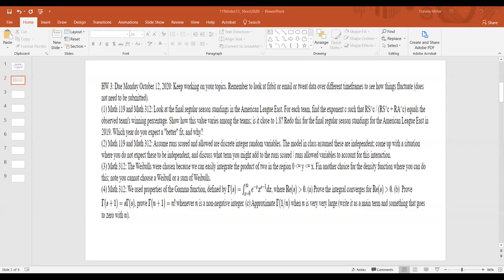Question number two. Assume runs scored and allowed are discrete integer random variables. The modeling class assumed that they were independent. Come up with a situation where you do not expect them to be independent and discuss what terms you might add to the runs scored, runs allowed variable to account for this interaction. So there's lots of ways you could attack this.